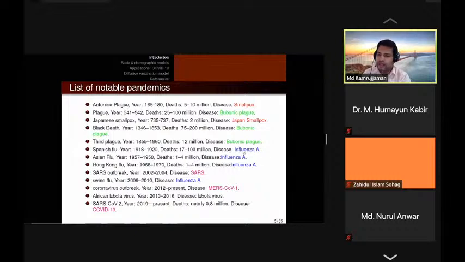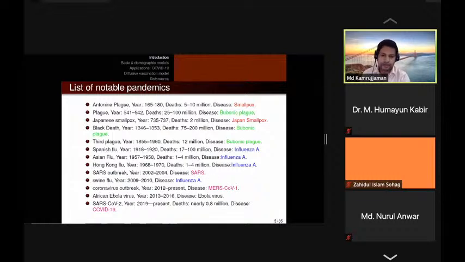Now check influenza, one of the most dangerous infectious diseases in the world, and there is still no vaccine yet. Influenza has several categories. Some influenza is H1N1, H1N2. There are several categories of influenza. Now we have SARS, MERS-CoV-1, and COVID-19. All of these are basically from the same family of viruses, coronaviruses.